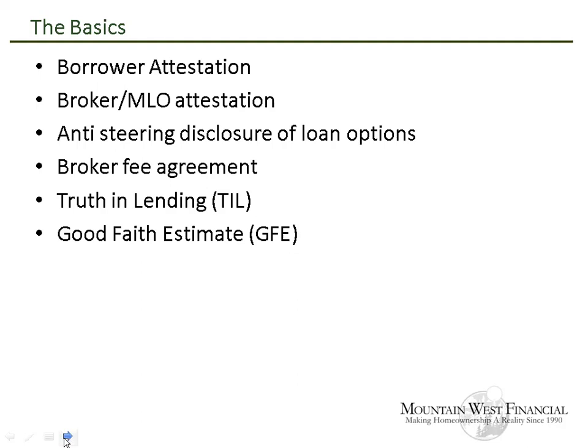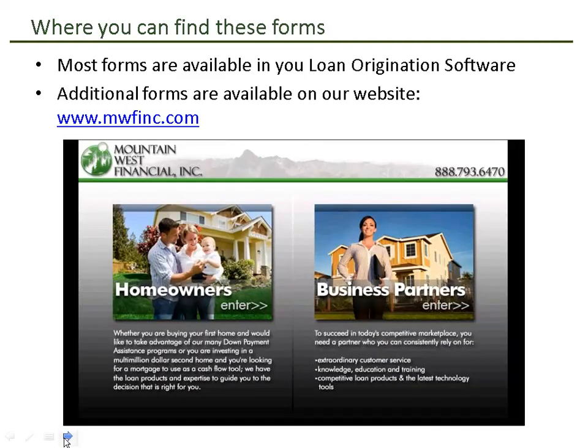I'm going to just go over the new forms that are required per Mount West, which is a borrower attestation, a broker mortgage loan originator attestation, anti-steering disclosure of loan options, broker fee agreement, truth in lending, and good faith estimate. Obviously, the TIL and GFE have been around for a while, but we're just going to briefly go through how those are affected in the change.